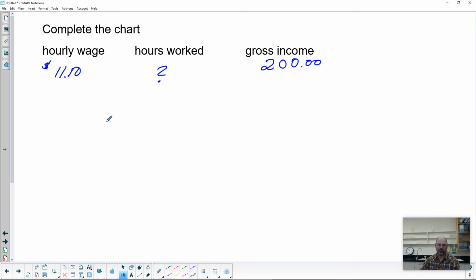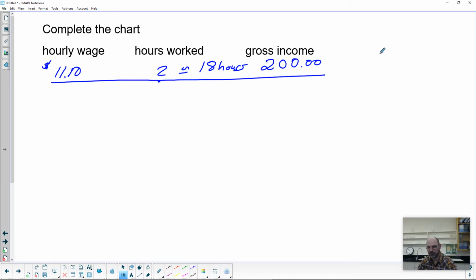So this one's a divide, because your gross income divided by your hourly wage will give you your hours worked. So you go 200 divided by 11.10, and I get 18.01, or approximately 18 hours. That was just 200 divided by 11.10.